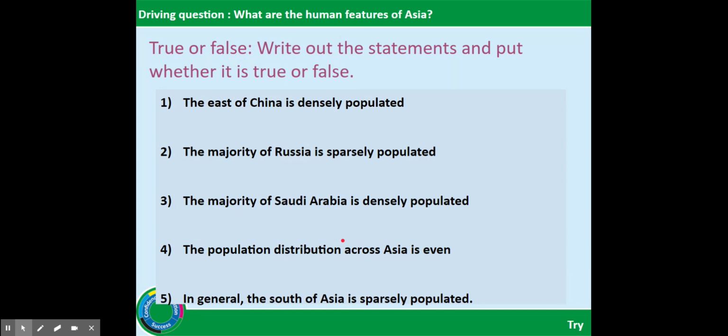You need to write out these statements in your books 1 to 5 in full. So you need to write each one in full. Then put whether you think they are true or false. This should take you around 10 minutes. Use your knowledge from last lesson and this lesson, what I've just gone over, to help you. So pause the video now, write out the statements in your book, and put whether they are true or false.